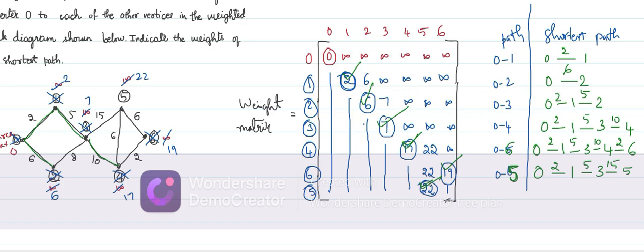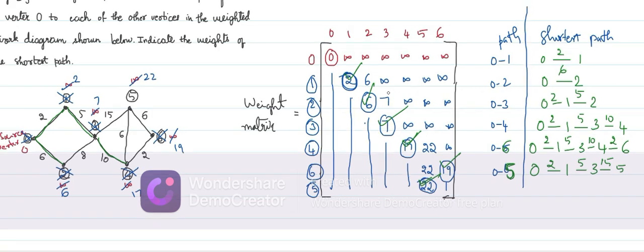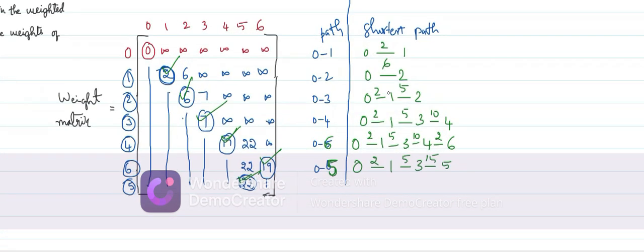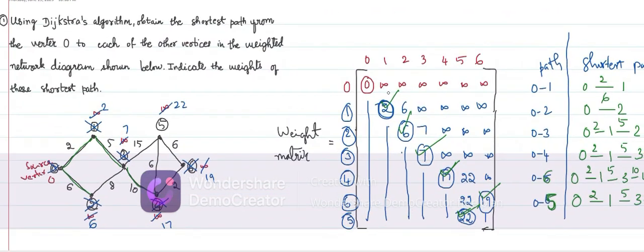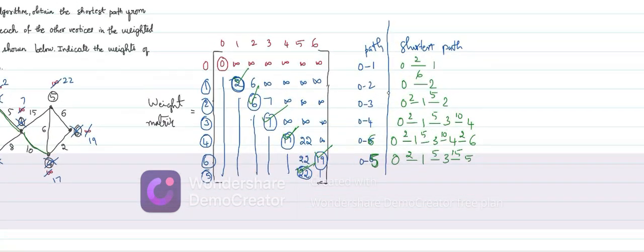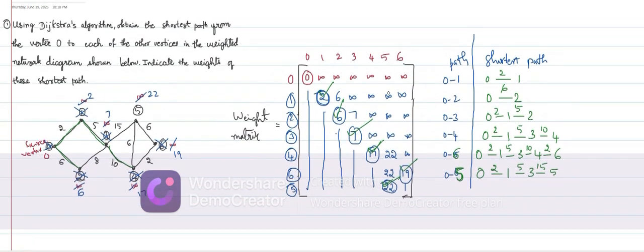Right? So in this way we are able to find the shortest path weightage. Shortest paths in this manner we can find from the source vertex to the other vertices in the given graph.